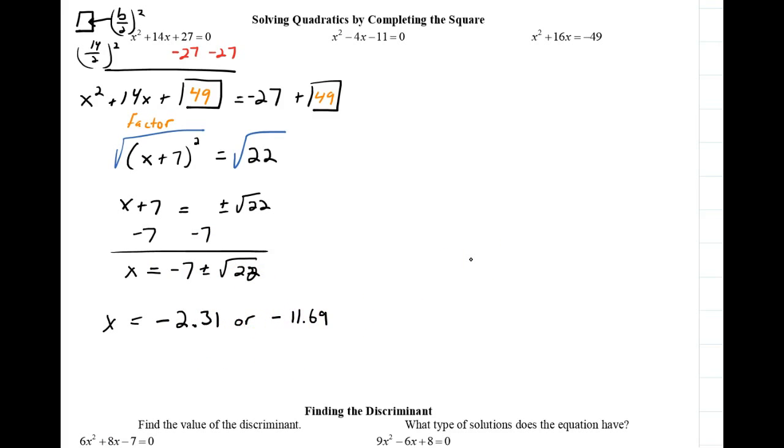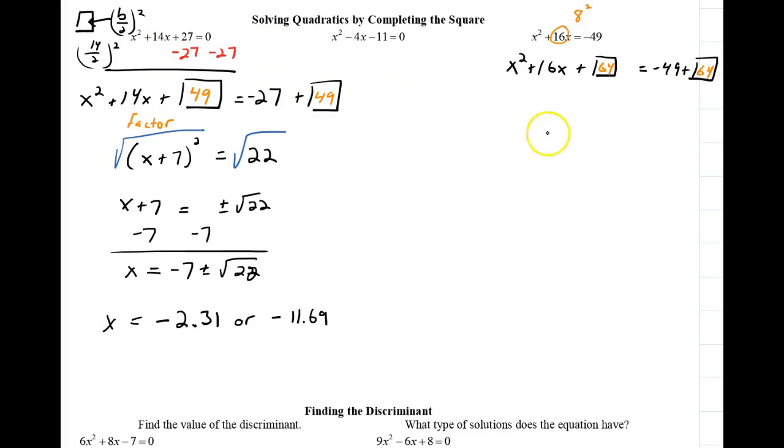All right, let's try. I'm going to do this one since I have a little bit more room. So I'm just going to put the squares in there. So x squared plus 16x plus a square equals negative 49 plus a square. So now to figure out what goes inside the box, take that 16, divide by 2, and you get 8, square it. So this is going to be 64 and 64.